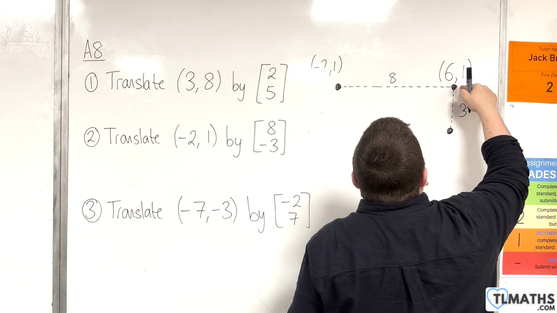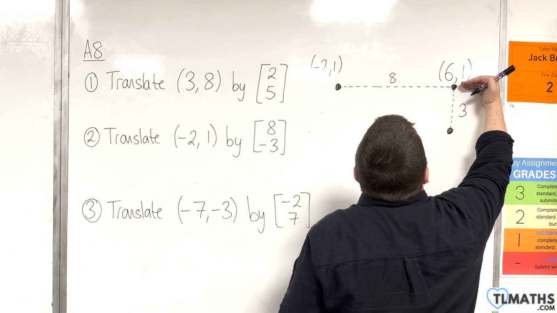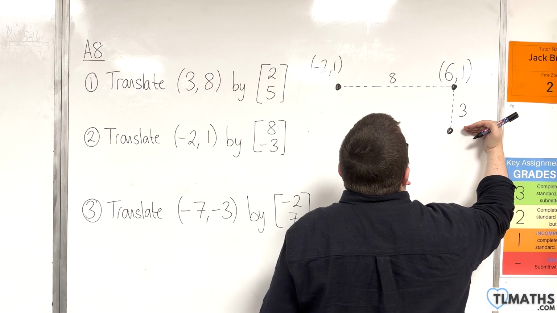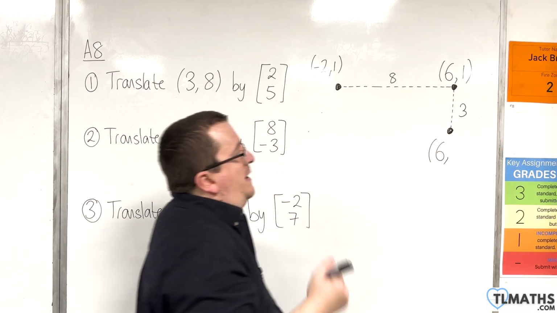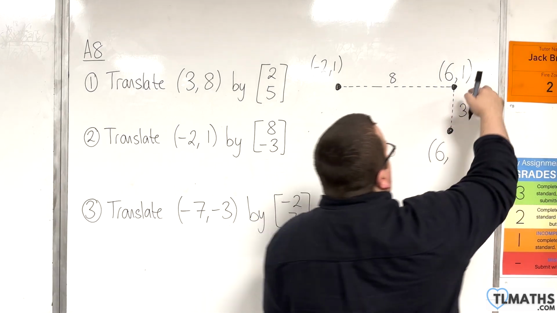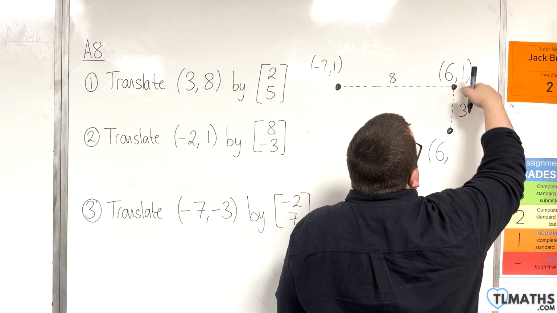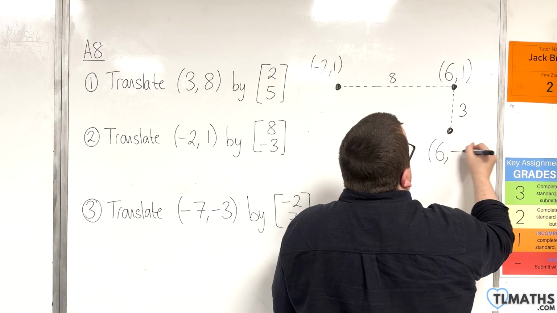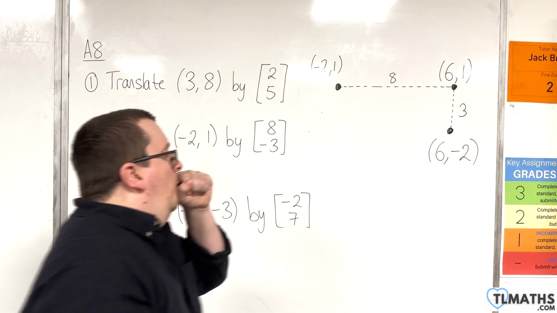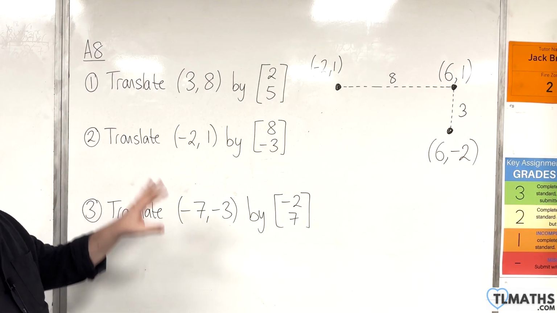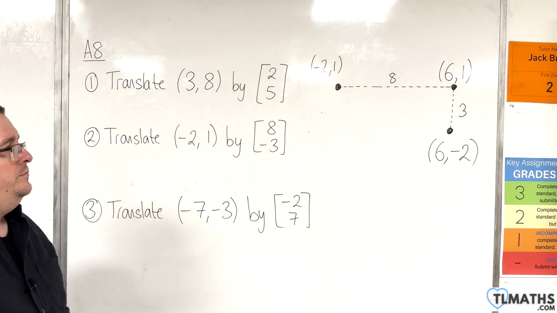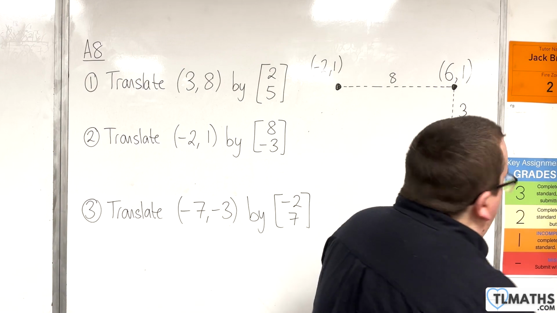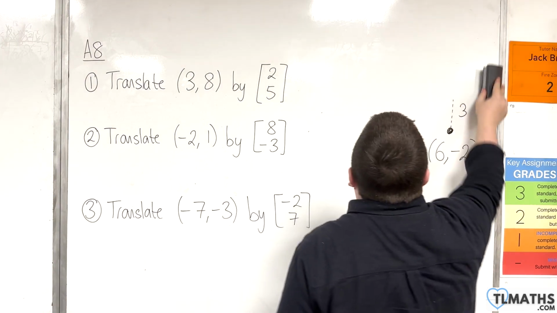Now if that's at (6, 1), the y-coordinate's at 1, and now I need to drop 3 units downwards. So the x-coordinate will still be the same, but the y-coordinate will go from 1, take away 3, to -2. So my answer to number 2 is (6, -2). Right, let's try the next one.